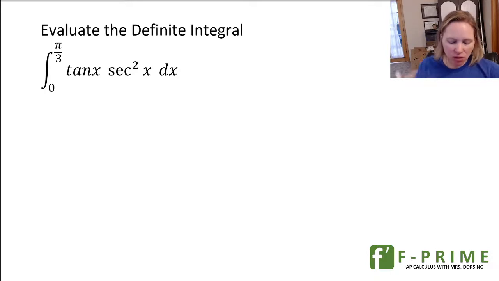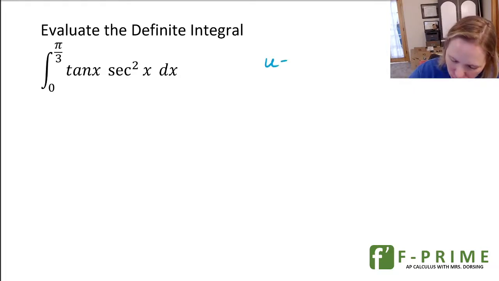So let's walk through this, and I'm going to show you two different approaches to using u-substitution with a definite integral. I'm going to show you approach number 1, which basically involves your numbers, right? This is the easiest way to go about it. So here we go. Tangent of x, secant squared. For my u substitution, I need to figure out what am I going to let u be and what am I going to let du be.